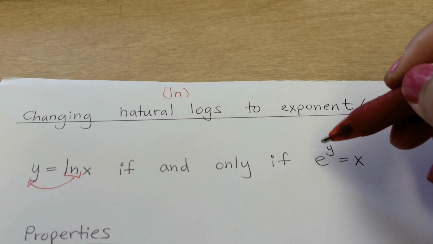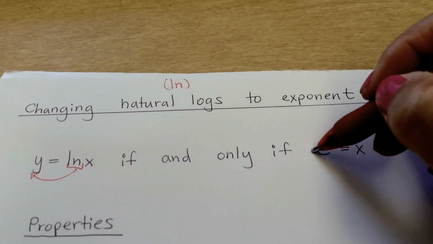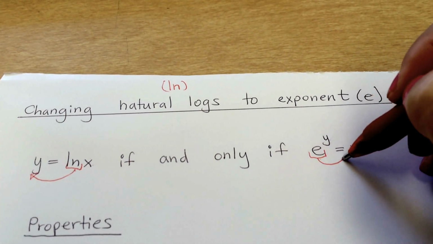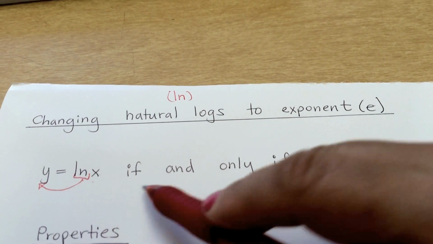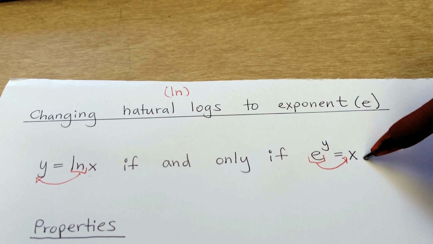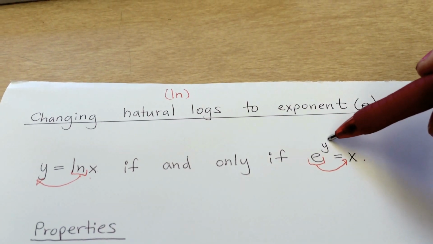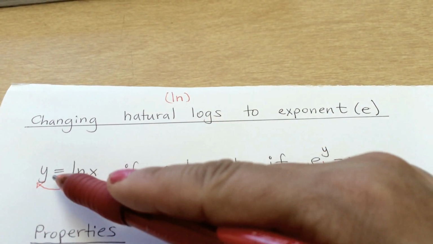Okay? Now the other way is going from e to ln. So e, if I bring it over to the other side of the equal sign, turns into ln, which is this format right there. X gets pushed over, just like how we did with the log format. And then the y drops down and becomes this y right there.